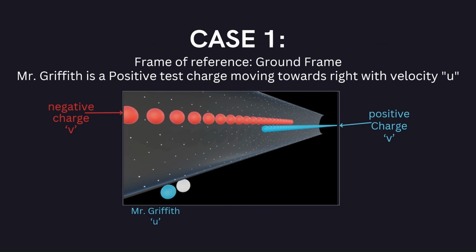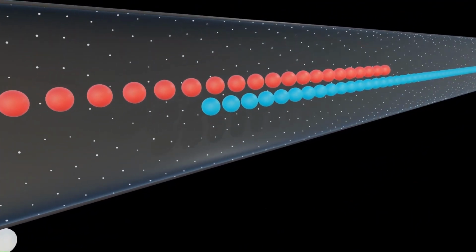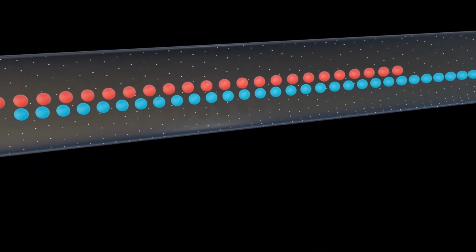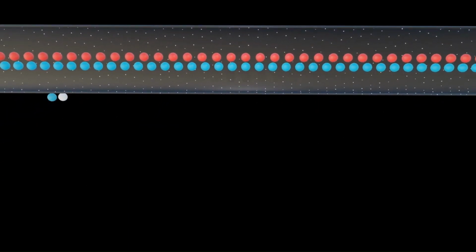We consider a positive test charge which we shall call Mr. Griffith, who is moving towards the right with some velocity u such that u is lesser than v. A white neutral ball has been added for better visualization of the trajectories. Here, the red balls are negatively charged and the blue balls are positively charged, and Mr. Griffith and the white ball are about to start moving.